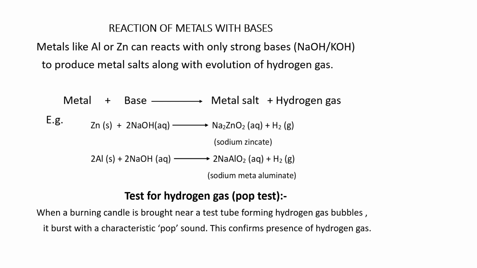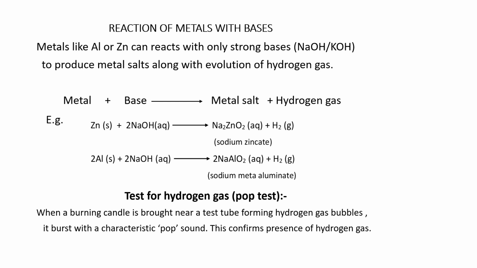You will see that there are only two metals which can react with these two strong bases. The first is zinc. Zinc reacts with sodium hydroxide to form a salt known as sodium zincate, Na2ZnO2, along with liberation of hydrogen gas. Now aluminium reacts with sodium hydroxide to form sodium meta-aluminate, having formula NaAlO2, and hydrogen gas is liberated.